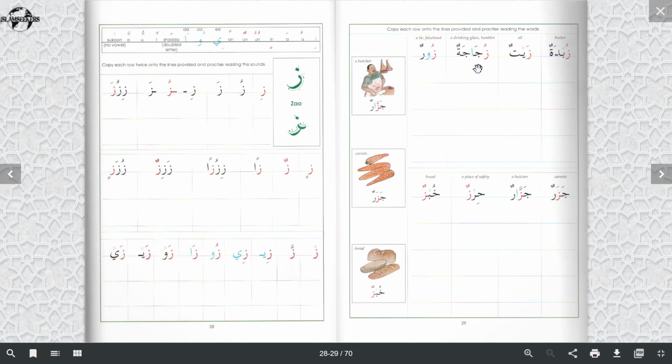A drinking glass or a tumbler. Zujajatun. A lie or falsehood. Zurun. Line 2. Carrots. Jazarun. A butcher. Jazarun. A place of safety. Hirzun. Bread. Khubzun.